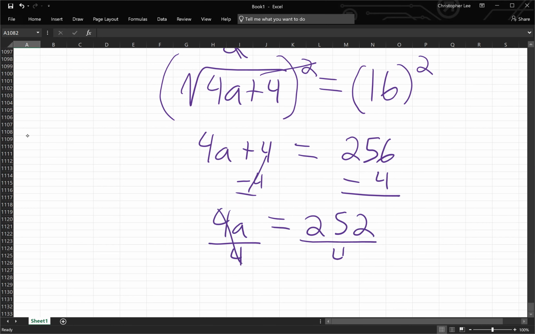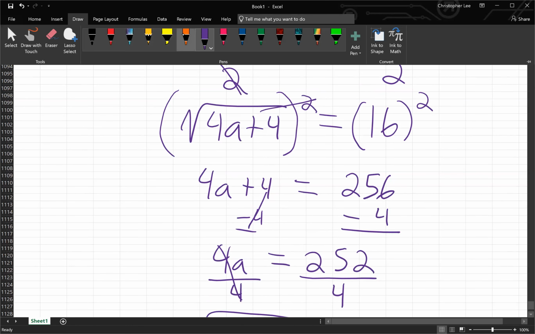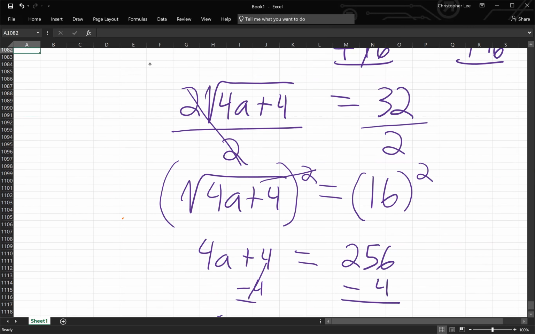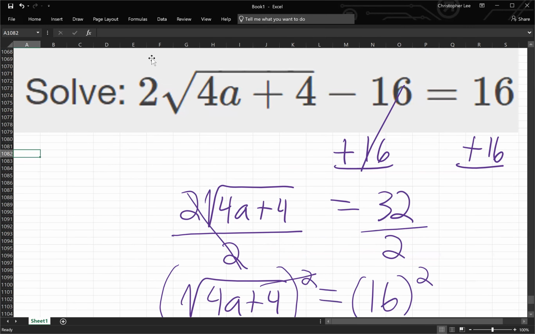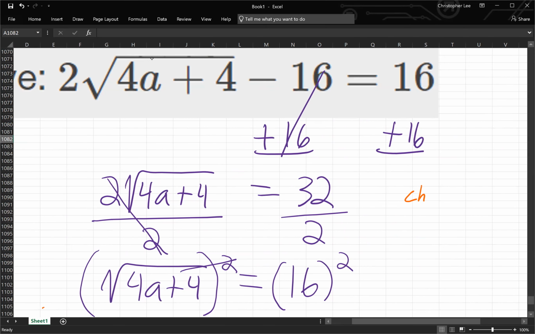What I do to one side, I do to the other. So what do I have? A is equal to what? 63. Not bad, but let's verify it though. Let's see that this is actually the answer, right? So I'm going to come over here and do a little check, right?